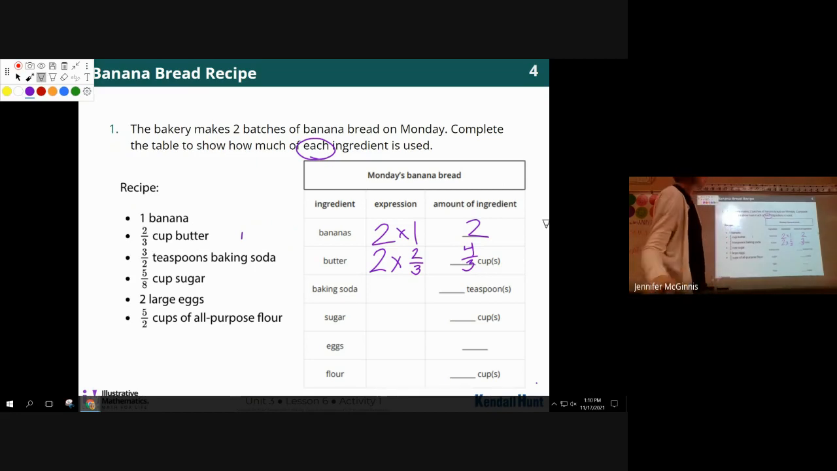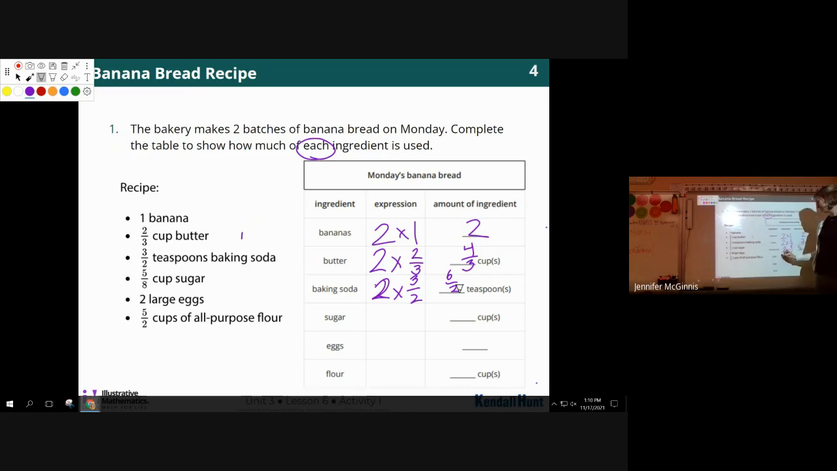Okay, so let's finish this chart together. Baking soda. What's the expression? Ella? 2 times, or 2 groups of 3 halves. What's the value? 6 halves. Good job.